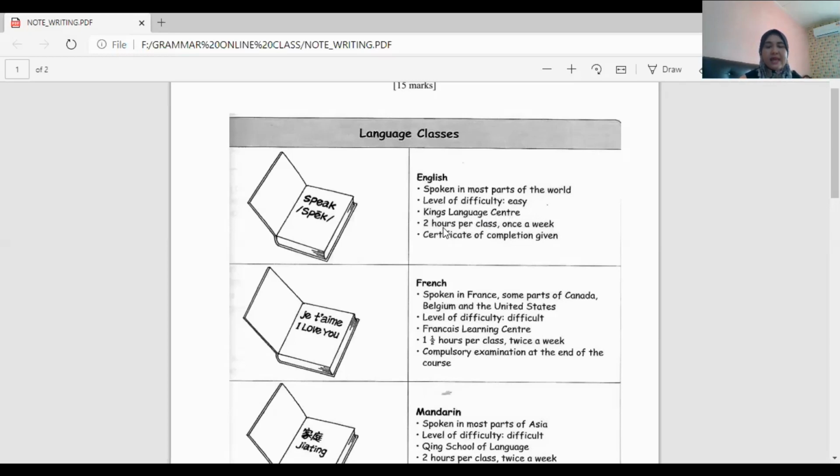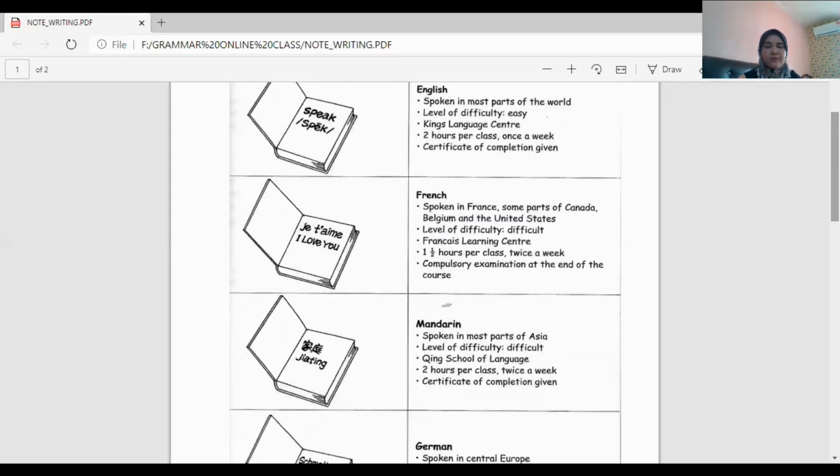Then King's Language Center is the place where the students can learn this English. Then the class duration is 2 hours per class and it is once a week. Then a certificate of completion will be given to all the students.